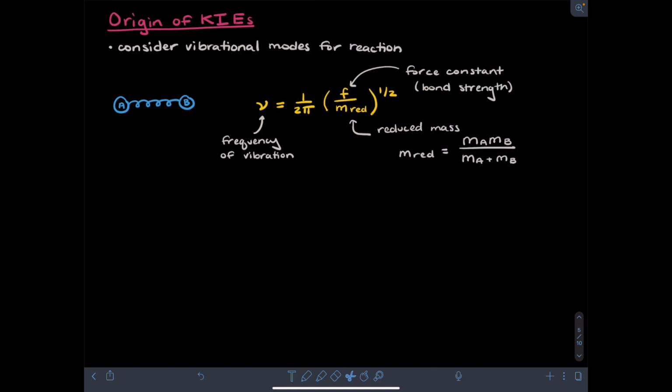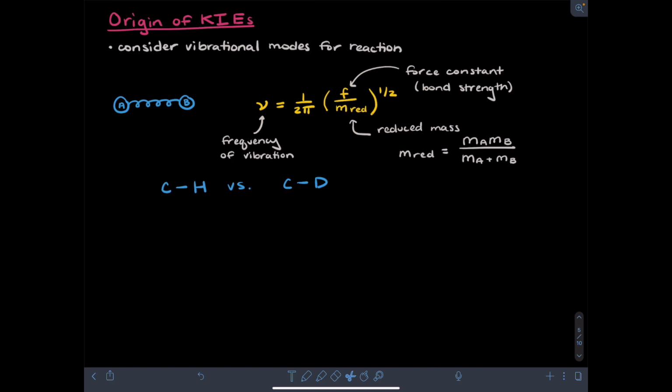Nu is the frequency of vibration. The F term is the force constant having to do with the bond strength. And in the denominator we have a reduced mass term, which is defined by multiplying the masses of the atoms in your bond by each other, and then dividing that by the masses of the atoms added together.